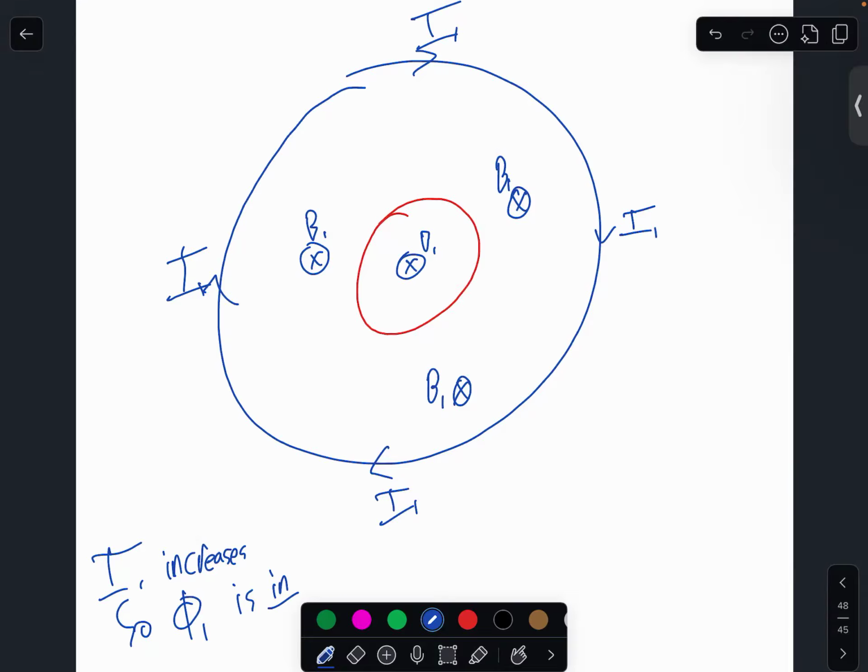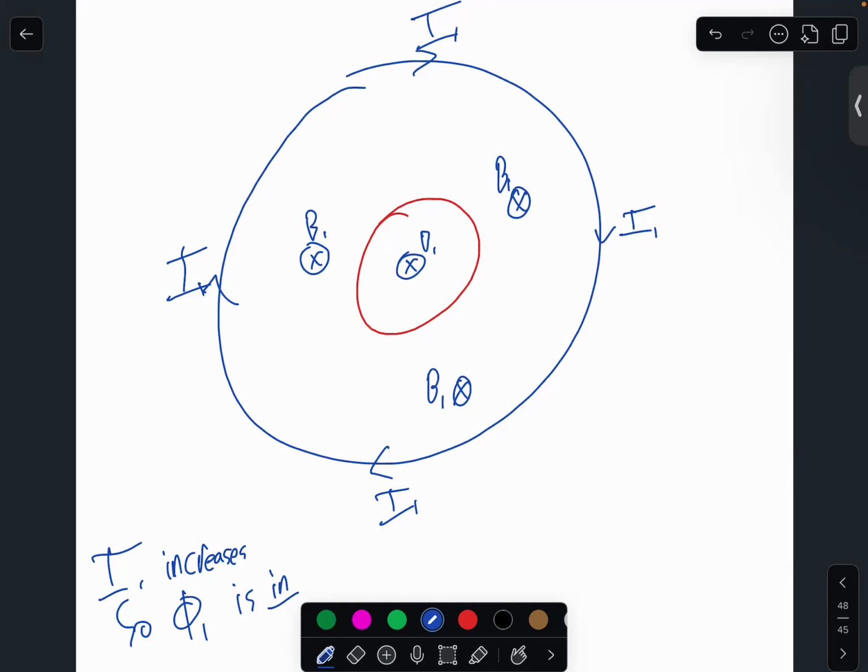If I am getting more and more in, the correct answer, to oppose the increase in infield, the reaction current wants to make outfield. So step 3, the correct answer is out. Again, if the inward pointing field is getting stronger because current is increasing, I want to oppose the increase by pointing out. The reaction field points out.